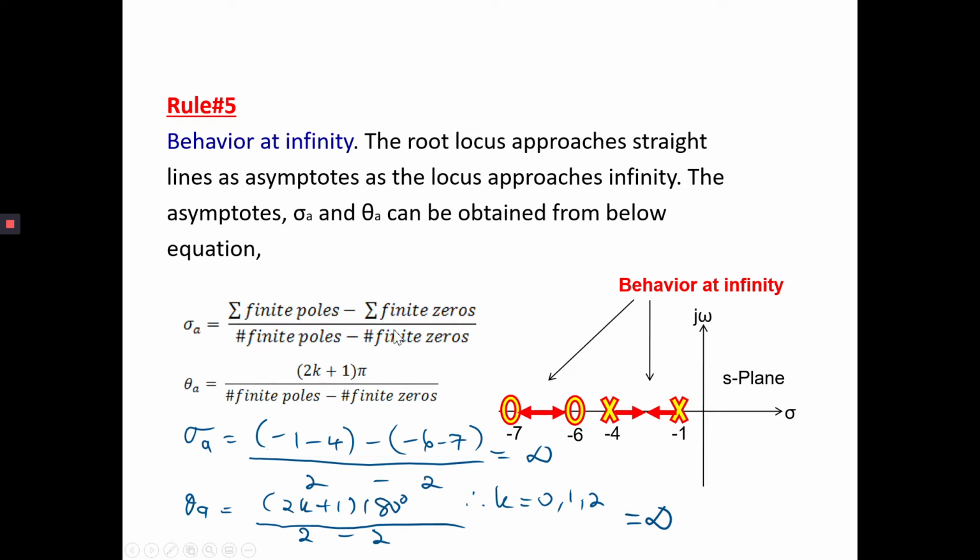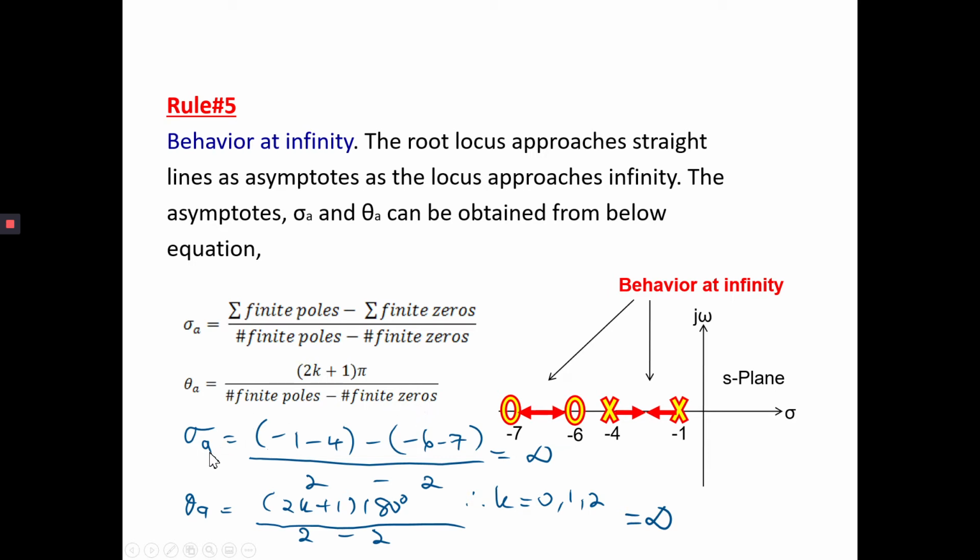zeros, divided by the number of finite poles, in this case 2, minus the number of finite zeros, in this case also 2. While the equation for theta A is equal to odd multiplication of 180, where 2k plus 1 multiplied with pi or 180 degrees, divided by the number of finite poles minus the number of finite zeros.